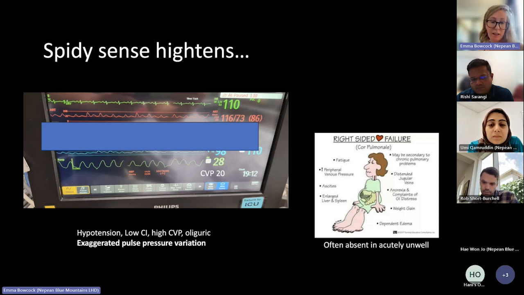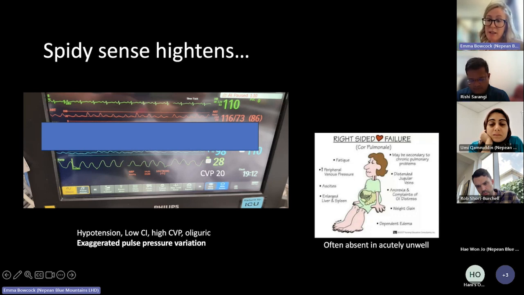But often I find that there's that knee-jerk reaction, if you've got that pulse pressure variation, to give fluid. Just always be mindful that could be exaggerated because your RV's failing, or you've got another reason for ventricular interdependence like tamponade or something. Usually it's obvious, sometimes it's not. So, maybe before giving lots of fluid for pulse pressure variations, just check that your RV is not struggling.